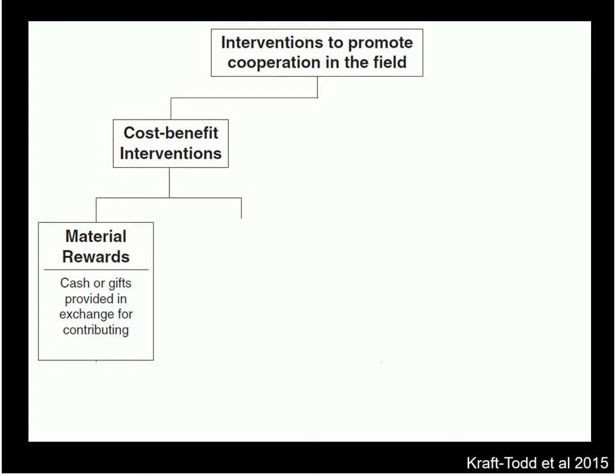And so one category of this is material rewards. So this is things like giving people cash in exchange for doing pro-social actions, or giving people gifts like the mug, the tote bag, whatever, that kind of thing, in exchange for contributing money or doing whatever pro-social thing.